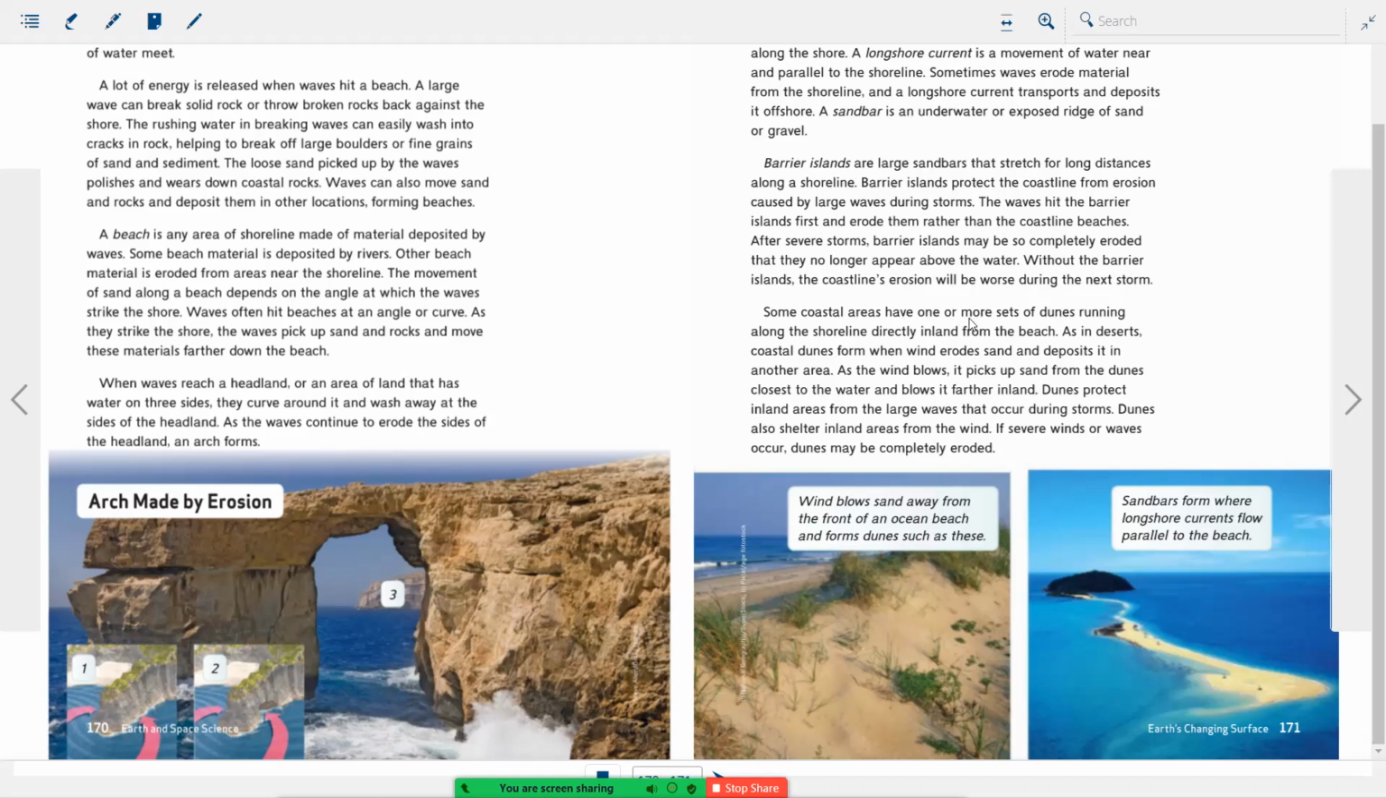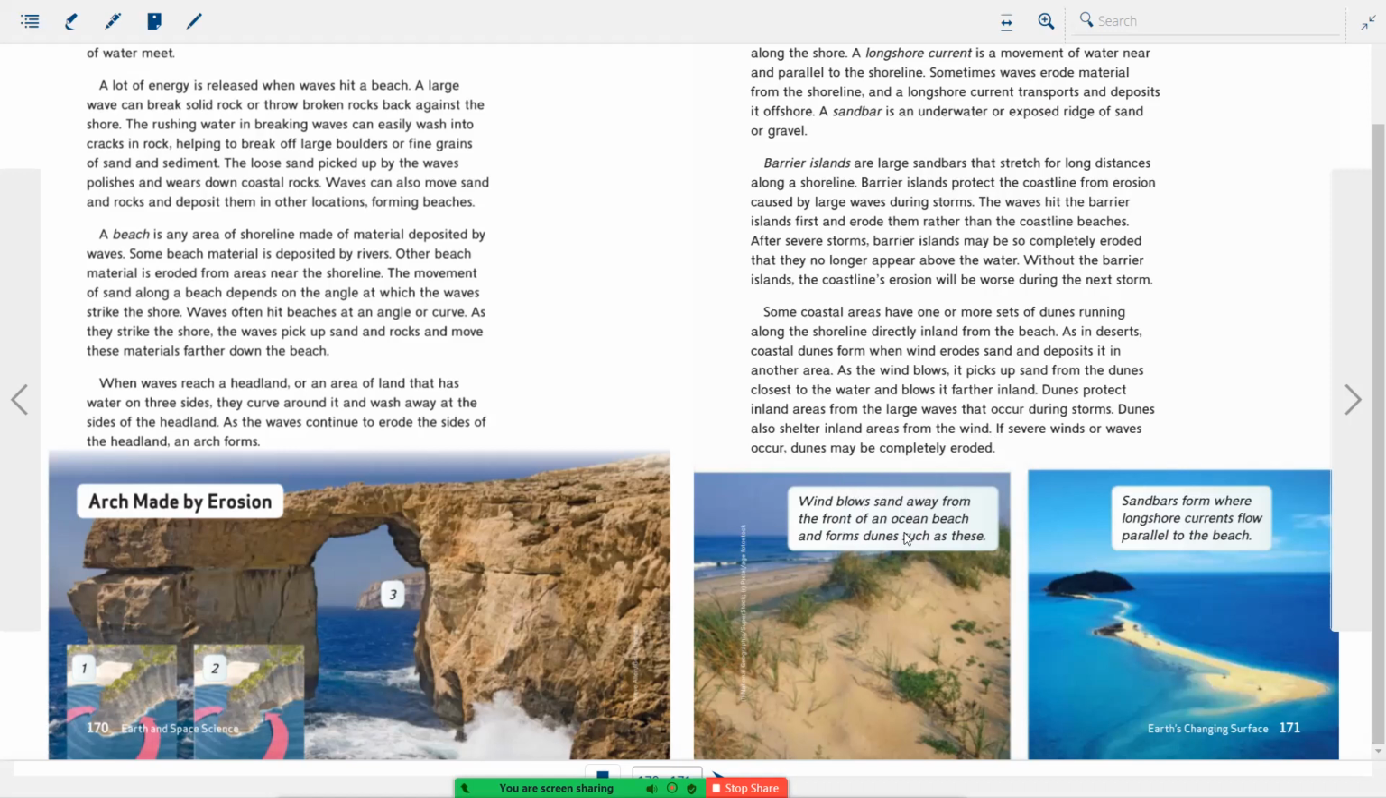Some coastal areas have one or more sets of dunes running along the shoreline, directly inland from the beach. As in deserts, coastal dunes form when wind erodes sand and deposits it in another area. As the wind blows, it picks up sand from the dunes closest to the water and blows it farther inland. Dunes protect the inland areas from large waves that occur during storms. Dunes also shelter inland areas from wind if severe winds or waves occur. Dunes may be completely eroded.